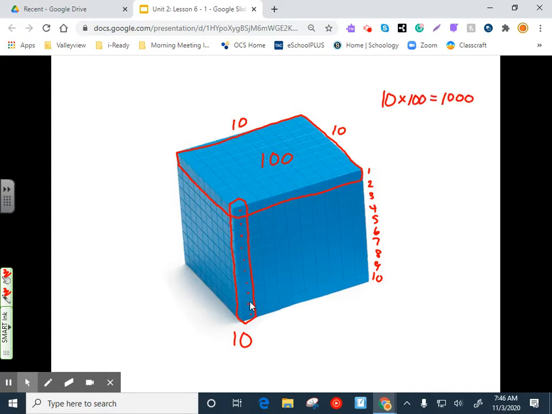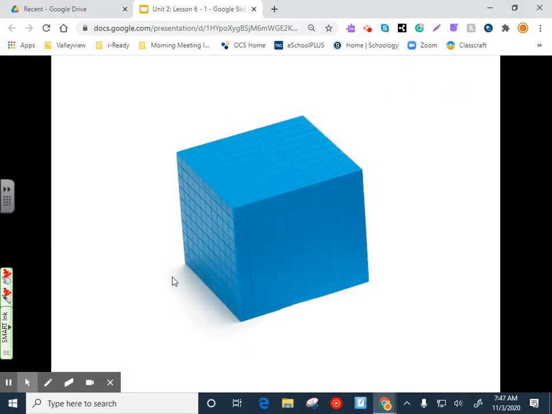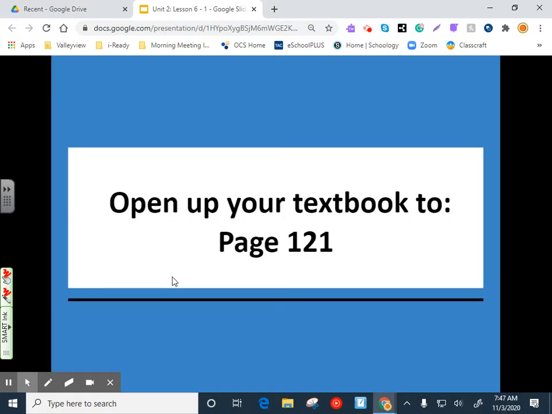So these big cubes right here, if you've handled those before in class, or if you're in class today and have one, each of those is 1000. And remember, cubes are used to measure volume. So this is 1000 cubic units, if you want to make a relation to the volume we started out with this year. Okay, so open up your textbooks to page 121 and let's get started with the lesson.